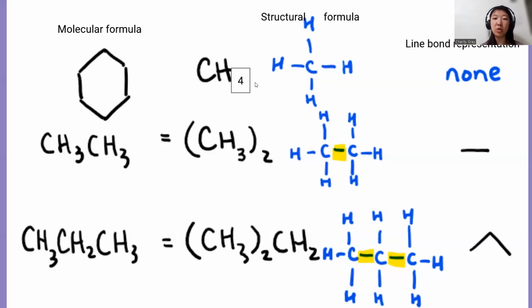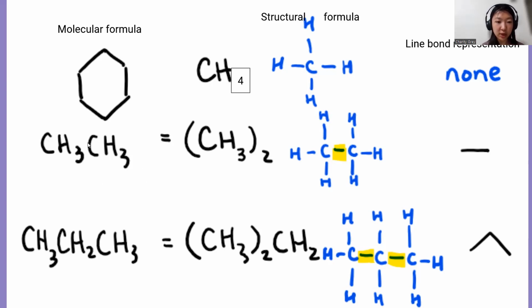But because we know carbons must have 4 bonds to be happy, right? And hydrogens must have 1 bond to be happy. We know that this must be the structural formula. And it is true. This is the structural formula for methane, CH4. And you can't represent it as a line bond representation. So this is the molecular formula. So these two are the same molecular formula.